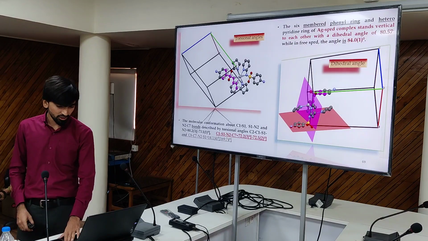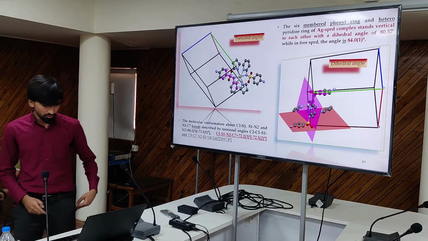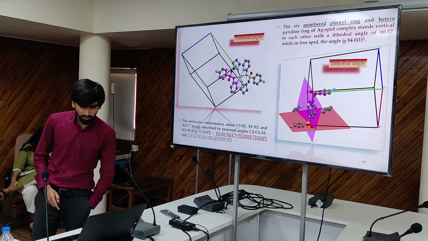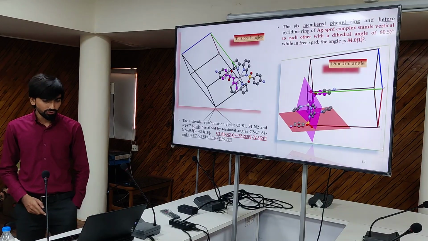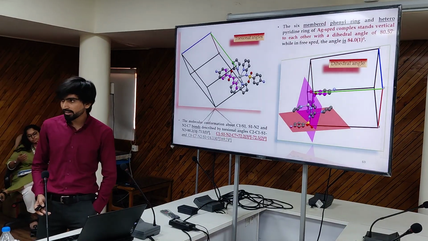This is the dihedral angle and torsional angle. Now in the case of the metal complex it is around 80.57, and in the case of the free ligand it is 84.016, which means that the dihedral angle decreases after the complexation.